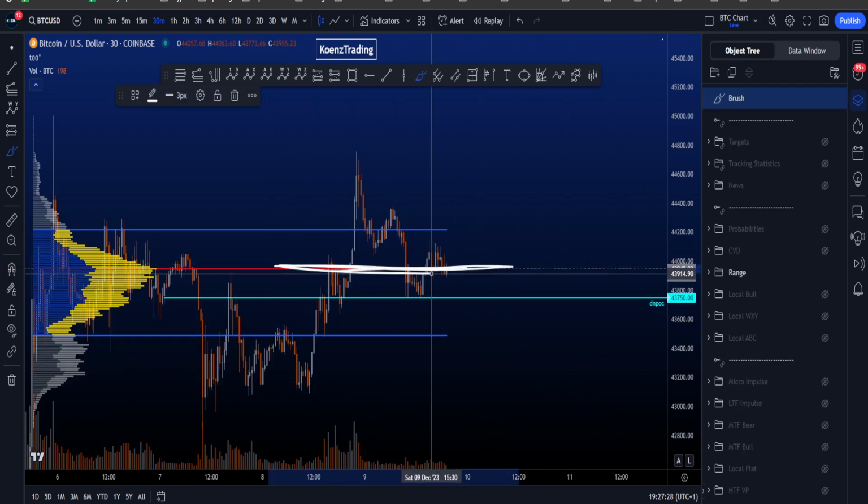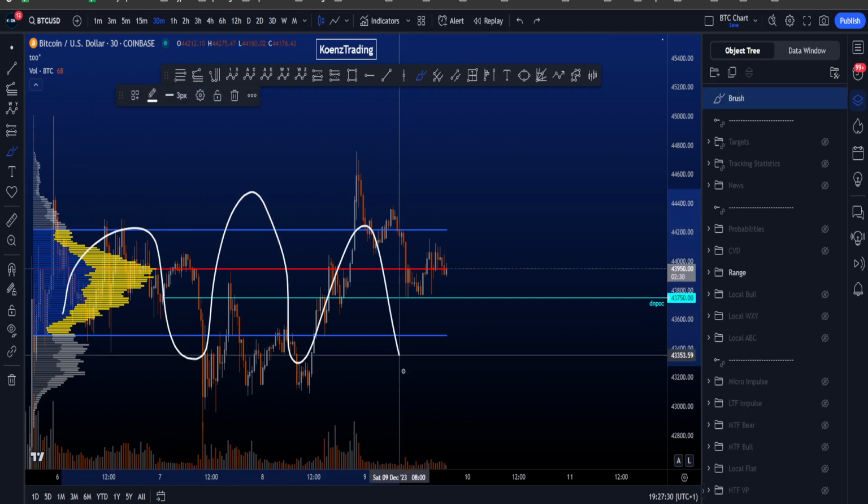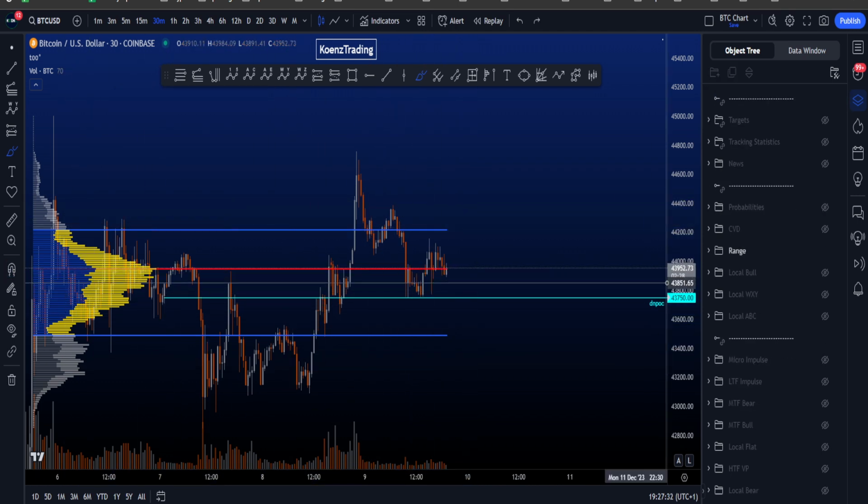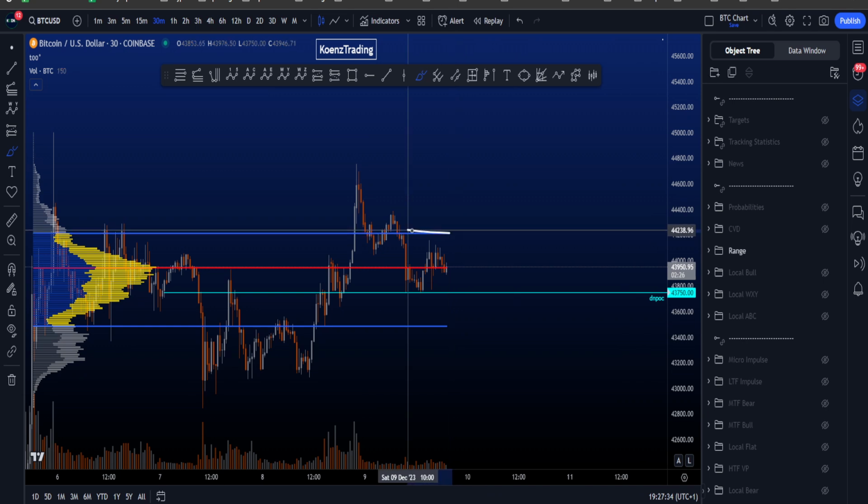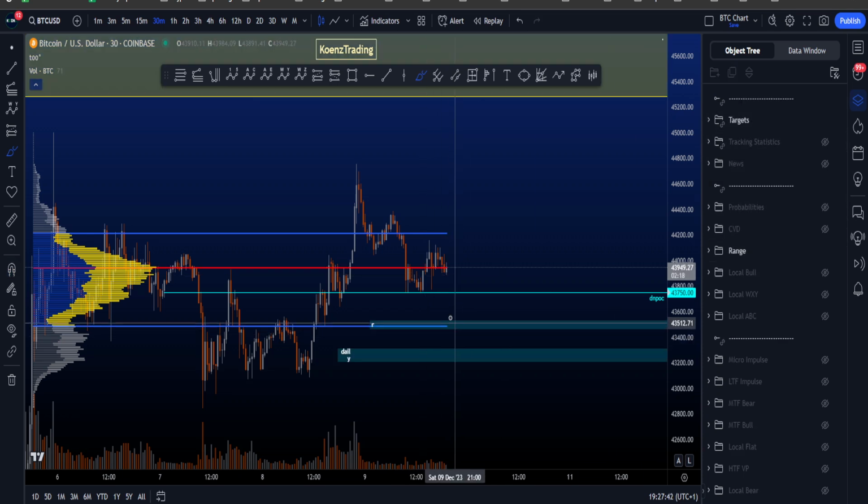We are ranging exactly in the middle of this volume profile on top of the point of control. We have the value area high above at 44.2k, the value area low below at 43.4k, which is one of the confluences in this target box that I mentioned earlier.